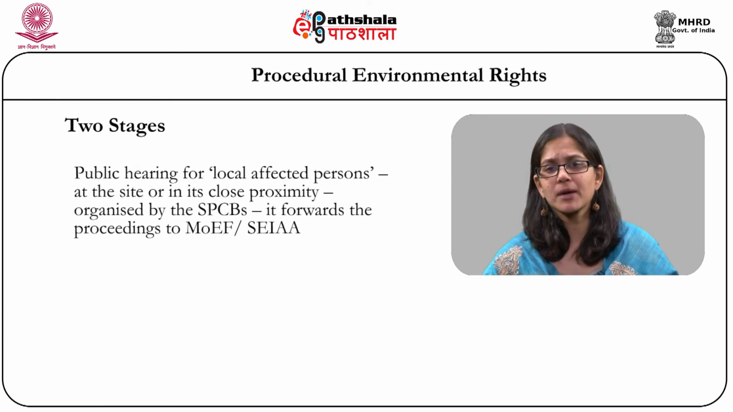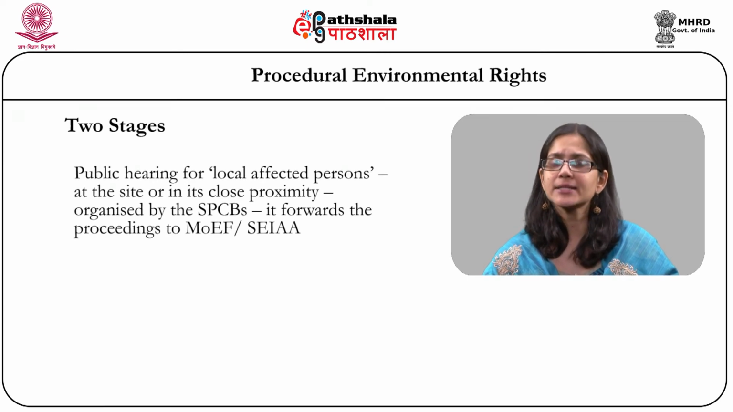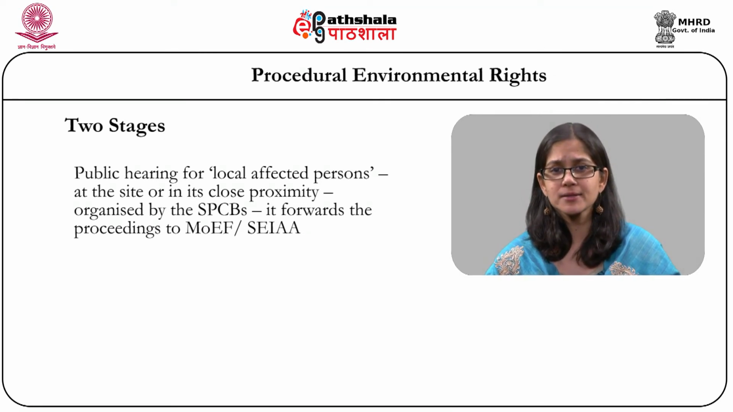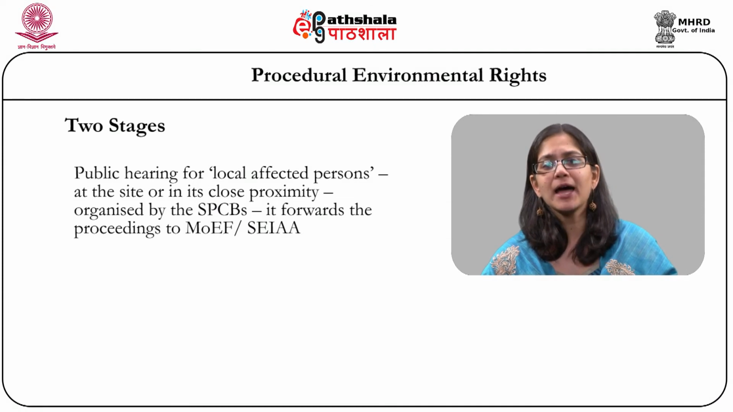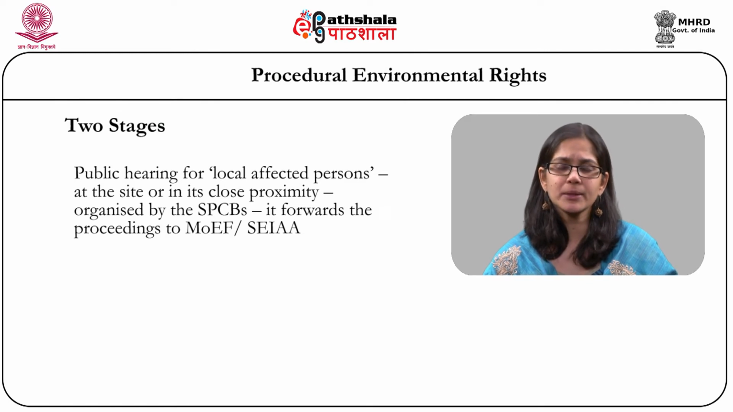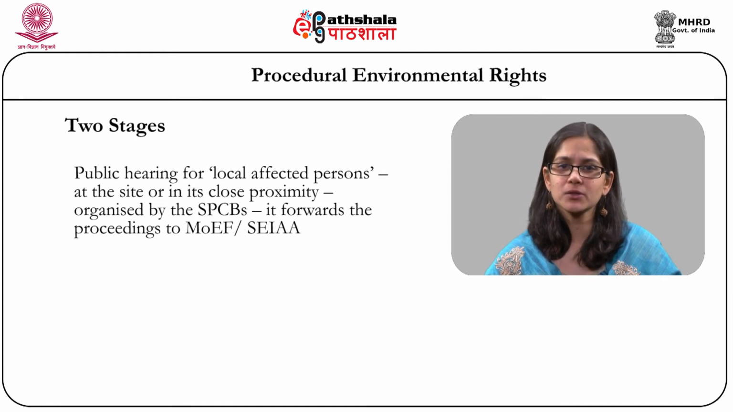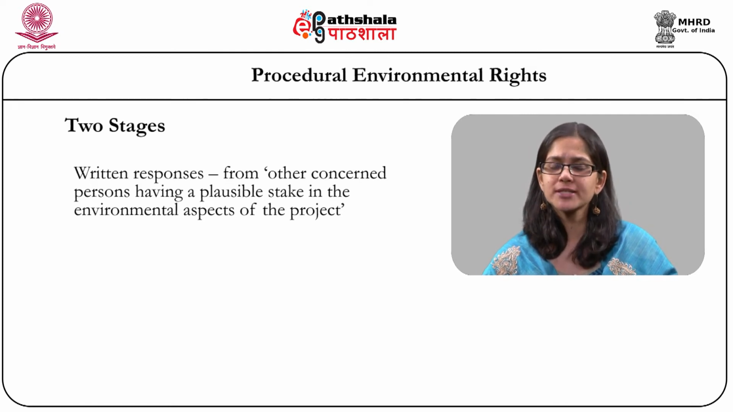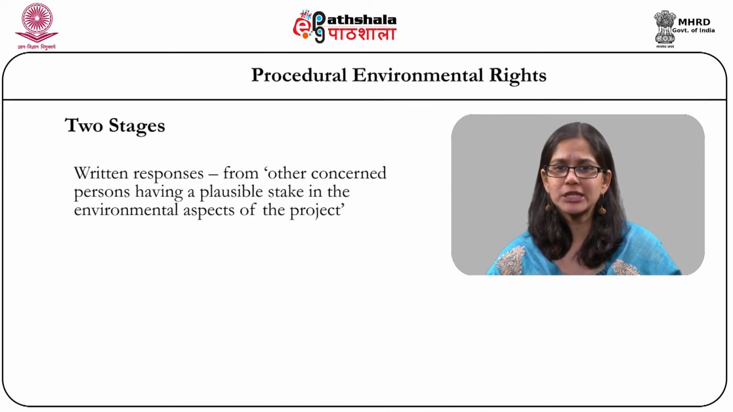Now, as I said, there are 2 stages in this. The first is the public hearing, which is attended by locally affected persons and is held either at the project site or in its close proximity. It is facilitated by the concerned State Pollution Control Board. The proceedings of these public hearings are then sent to the concerned regulatory authority, whether it's the Ministry of Environment, Forest and Climate Change or the state level Environment Impact Assessment Authority. The second stage is written responses from people who may have any plausible stake or interest in the matter, who want to raise any queries or bring some information or data to the government's notice.